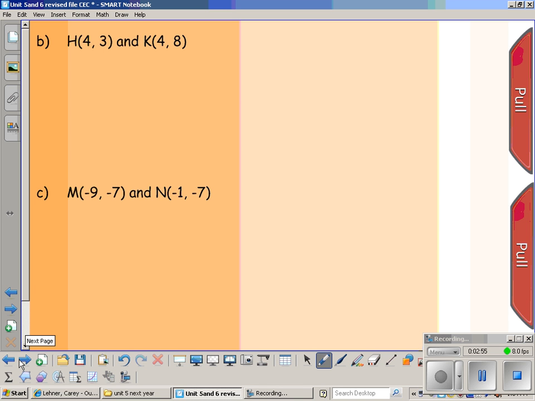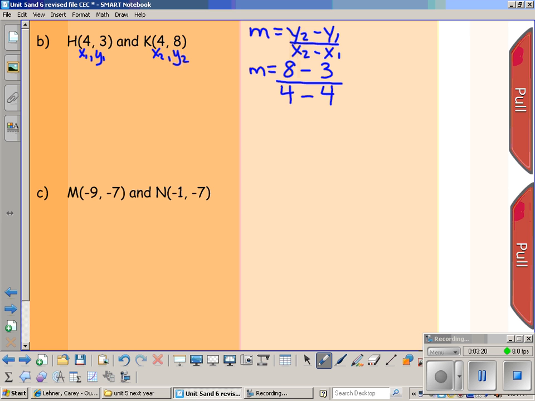So let's look at this next example. We have again two points. We can use our slope formula. And again, we can label these as x1, y1 and x2, y2 and substitute them into the appropriate spots. So y2 is 8, y1 is 3, x2 is 4, x1 is 4. 8 subtract 3 is 5, 4 minus 4 is 0. What is 5 divided by 0? If you try it on your calculator, you'll get an error.